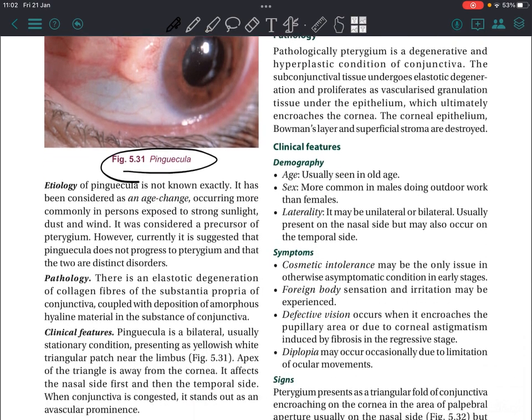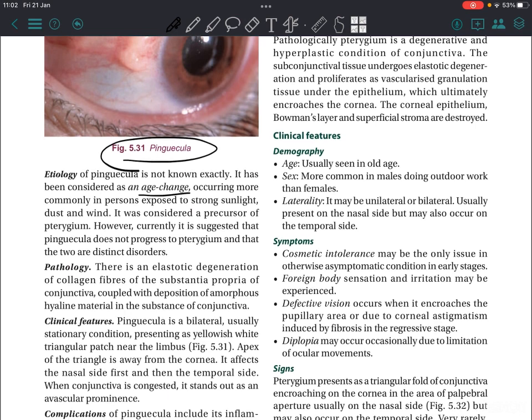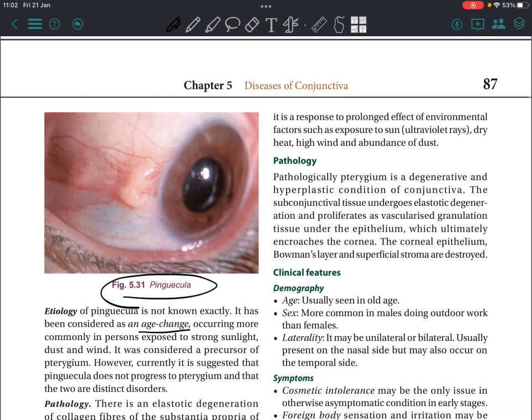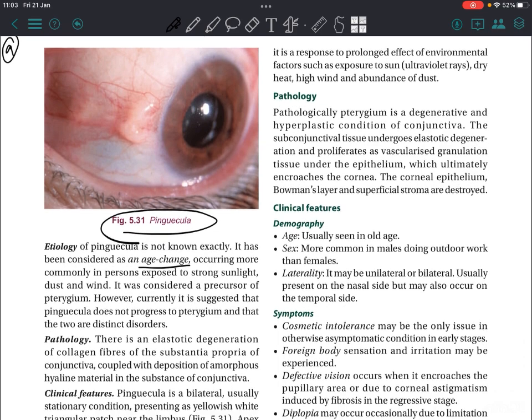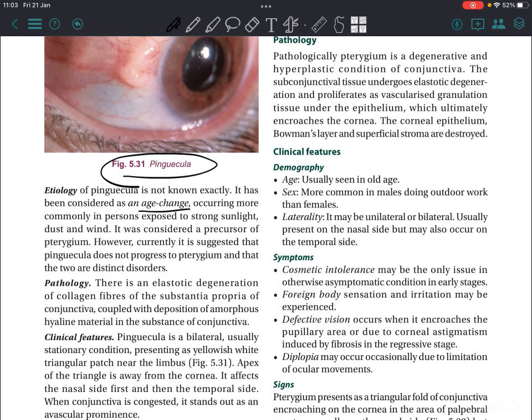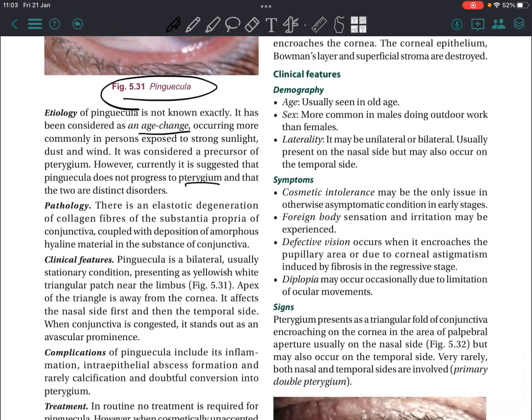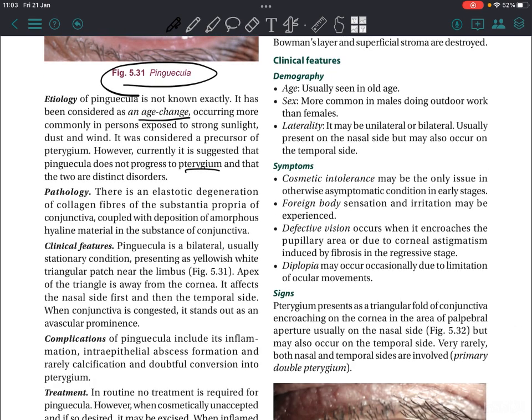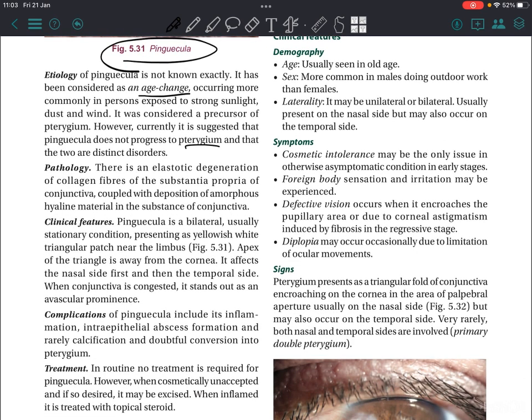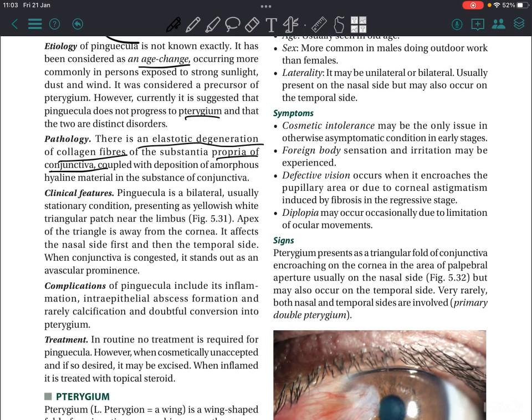Etiology of pinguecula is not known. It is an age-related change, and it was considered a precursor of pterygium. However, currently it is suggested that pinguecula does not progress to pterygium, and that they are two distinct disorders, and the two of them are differentially diagnosed. Pathology: there is an elastotic degeneration of collagen fibers of substantia propria of conjunctiva, coupled with deposition of amorphous hyaline material in the substance of conjunctiva.